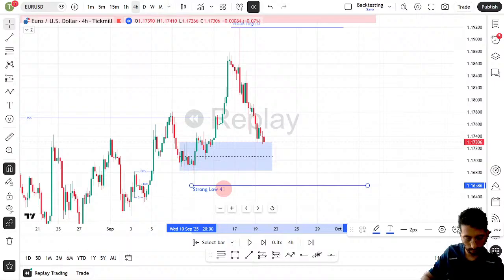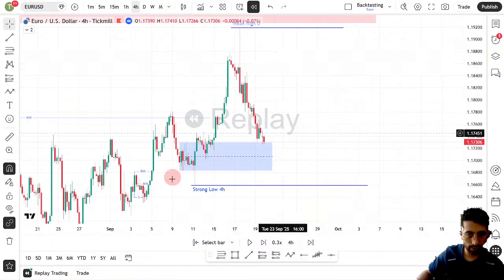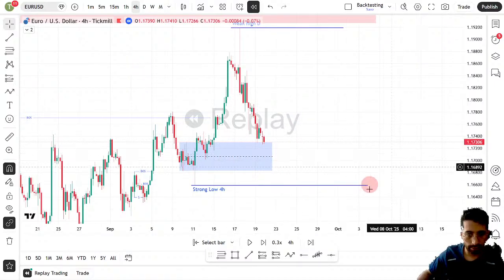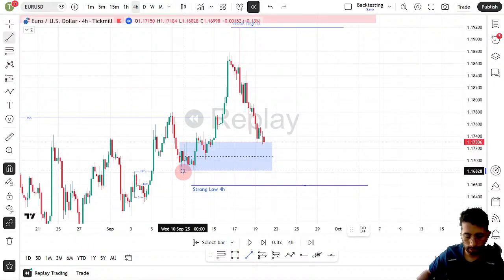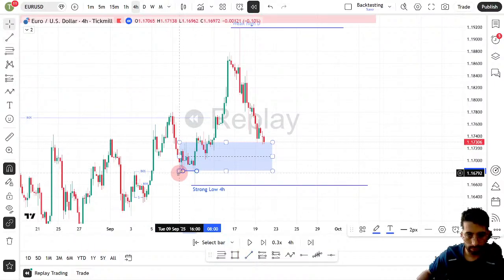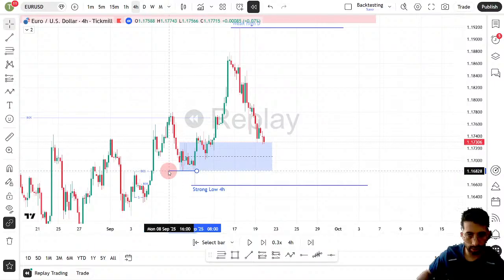So this is the 4 hour strong low. What are the conditions? The first condition is that the price must have done a liquidity sweep, which is this one, right? So we got a liquidity sweep.